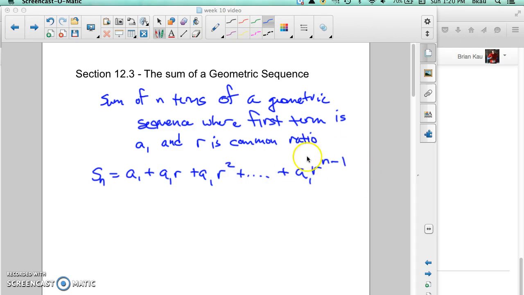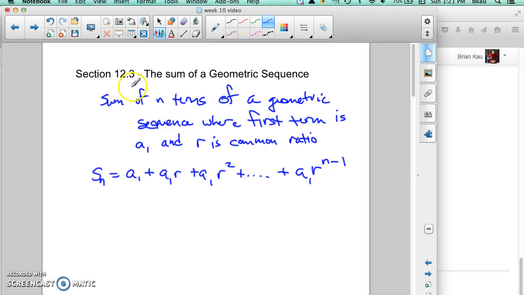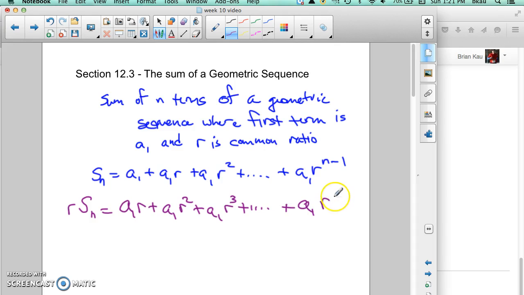We found this to be true in our previous video, and this is the formula for the nth term of our sequence. This is our formula for a sub n. Here's a sub n right down here. Okay, so what we're going to do to develop this formula is take r times this and write a sub 1 r plus a sub 1 r squared plus a sub 1 r cubed plus, and then the last one's going to be a sub 1 r to the nth power, because we added 1 to that and it's 1 more than that.